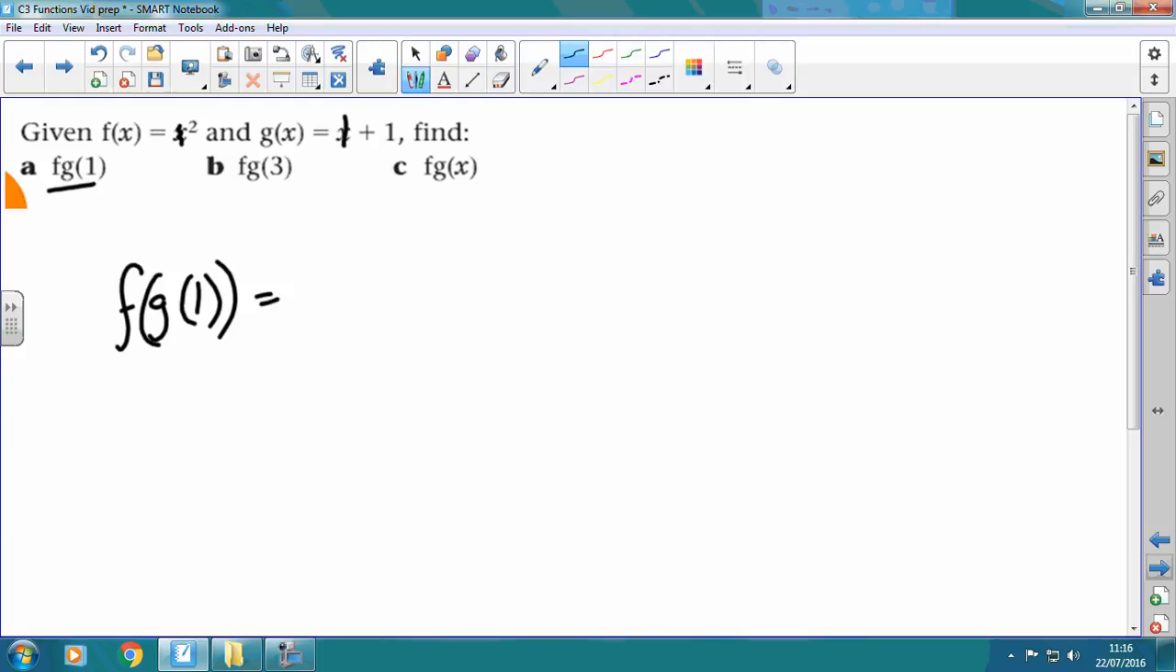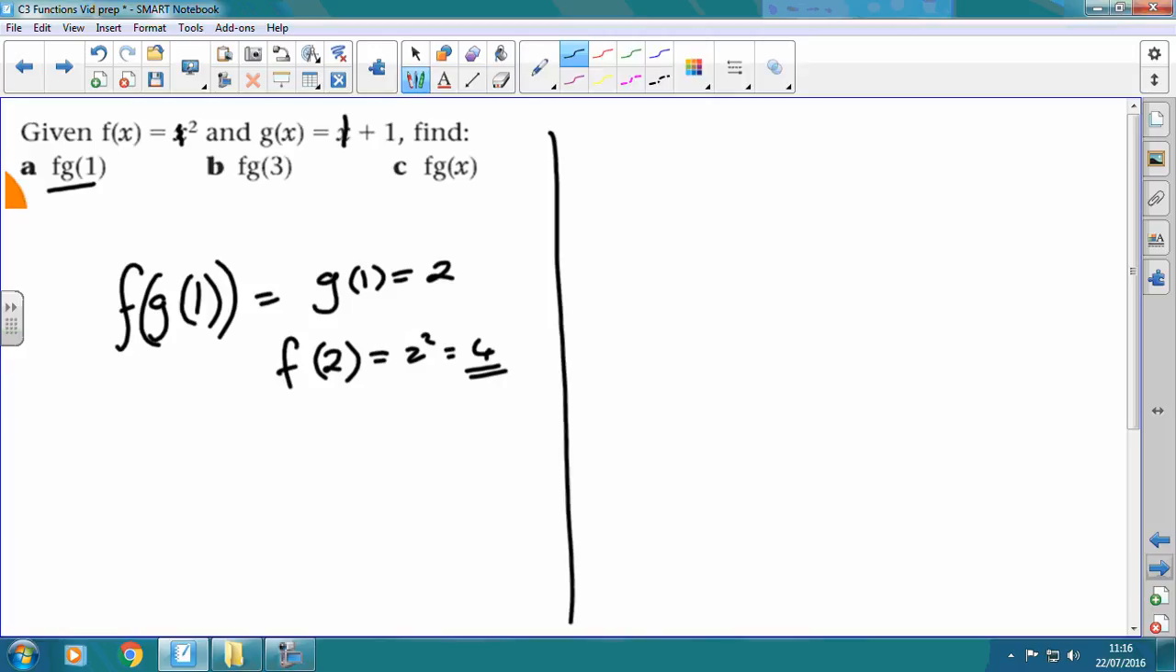So g of 1 equals 1 plus 1, which is 2. And then f of 2 equals 2 squared, which equals 4. So fg of 1 is 4.